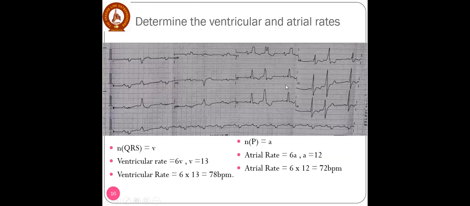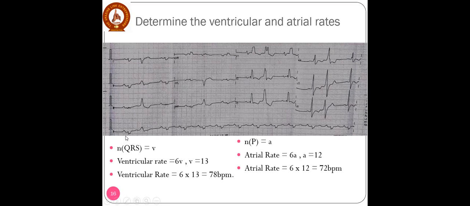Now, this question says, determine the ventricular and atrial rates. Also, we try one by one. So, ventricular rate will be 6V. What is V? Let's count the number of QRS complexes. 1, 2, 3, 4, 5, 6, 7, 8, 9, 10, 11, 12, 13. Count normal, abnormal, 13. So 6 times 13 will give us 78 beats per minute.